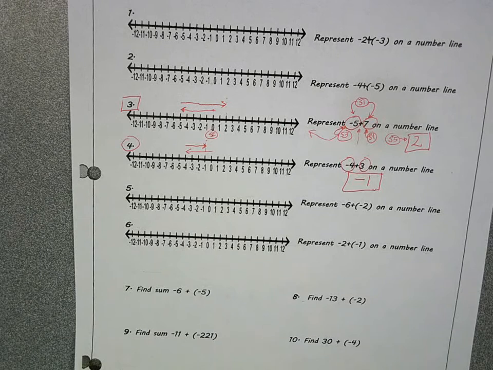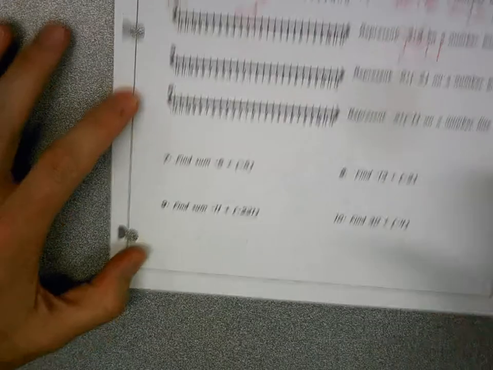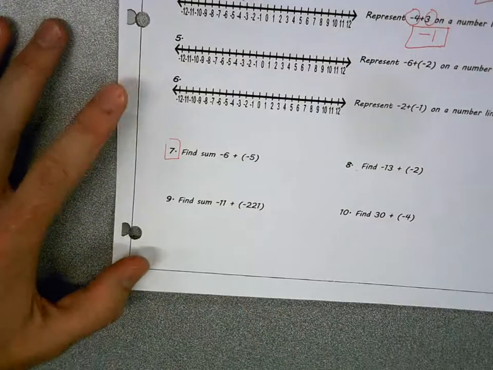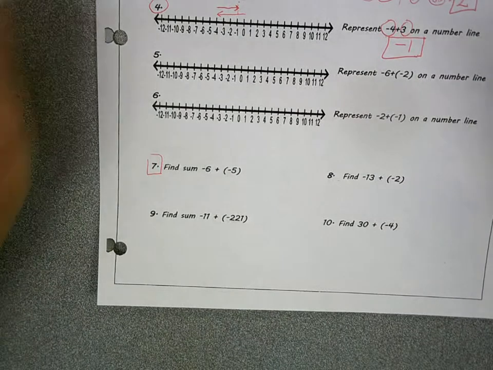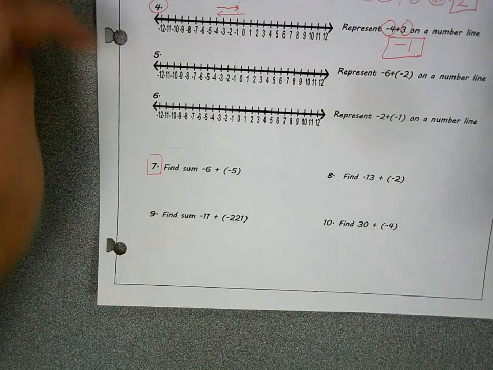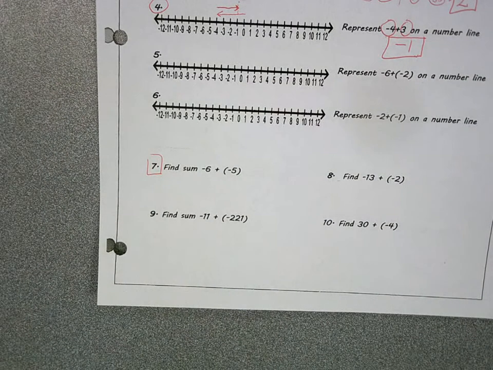Okay, questions? All right, here's what I want to go over next. Take a look at problem number 7. Okay, on problem number 7, there is a little difference on this one. That's actually 2 differences that we're going to talk about. The first one is probably something you notice right off the bat. There's no number line there.